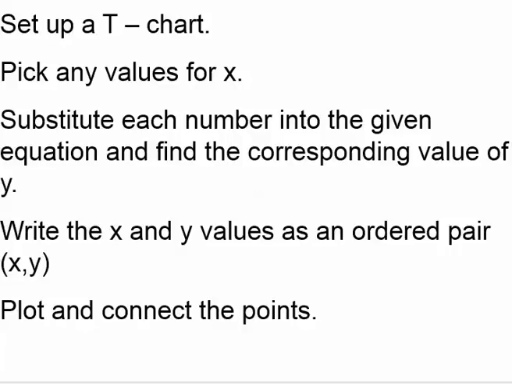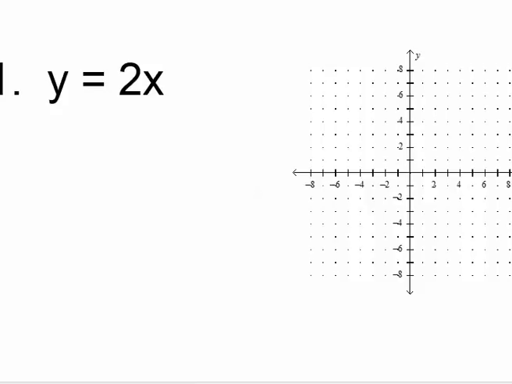To graph an equation, you set up a t-chart, pick any values for x, substitute each number into the given equation, and find the corresponding value of y. Write the x and y values as an ordered pair. Plot and connect the points. We will graph this equation.